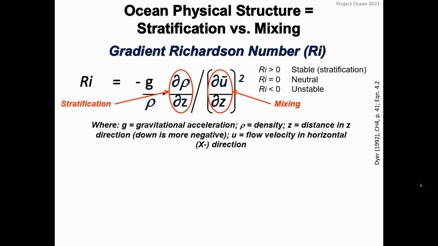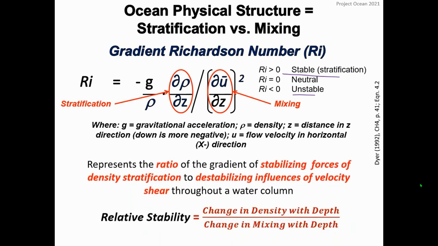So this tells us that the gradient Richardson number is going to be a ratio between stratification and mixing. If that value is greater than 0, stratification wins, that means that ocean water column is very stable. If it's less than 0, it's unstable, and that means that ocean water column wants to mix. So we can compare properties within an ocean water column to look at how stable it is. So really what the gradient Richardson number tells us is the ratio of the gradient of stabilizing forces of density stratification to the destabilizing influences of velocity shear throughout the water column.